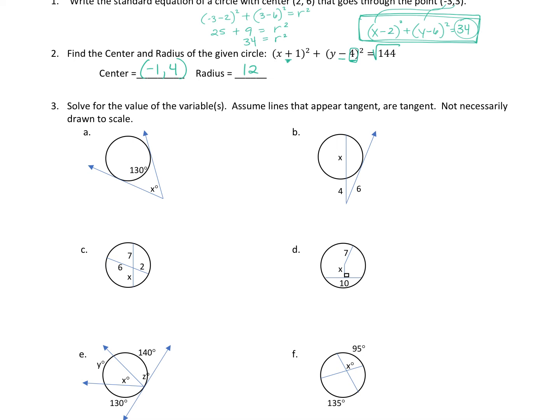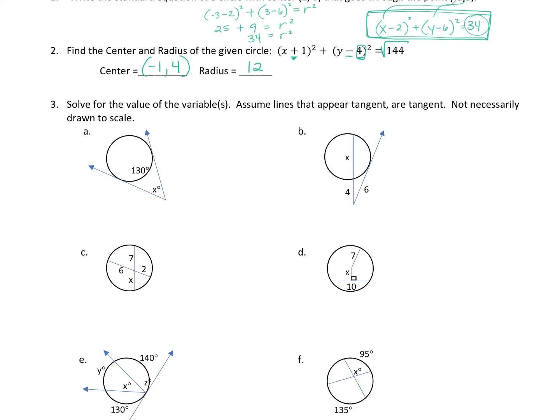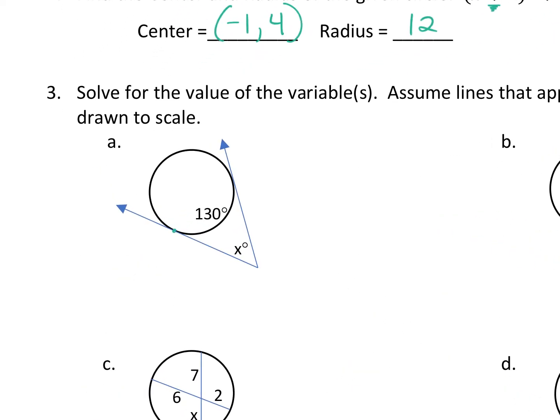Number 3, all of these, if lines appear tangent, we're going to treat them as tangent. And then just assume these aren't necessarily drawn to scale, because a lot of them I just kind of drew on my own. So this is tangent here. This is tangent here. If this is 130, then the rest of the circle, this part, would be 360 minus 130. So if you subtract that, you get 230 degrees for that.